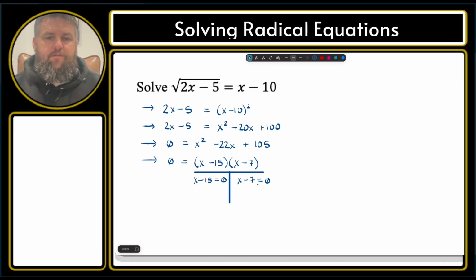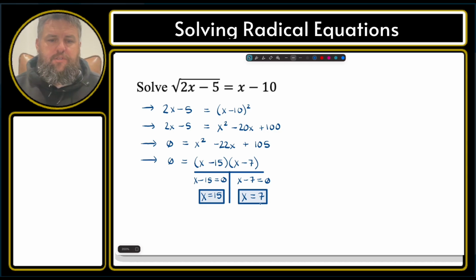So for each of these two factors, I will now solve for x. On the left side, I have x equals 15. And on the right side, I have x equals 7. So now I need to check to make sure that these two solutions are good solutions. I should not have an extraneous solution. If it is extraneous, then I am going to reject it. So let's first check x equals 15.